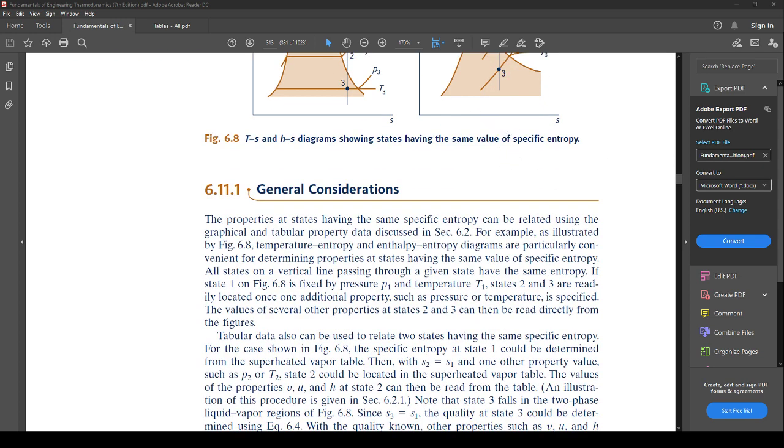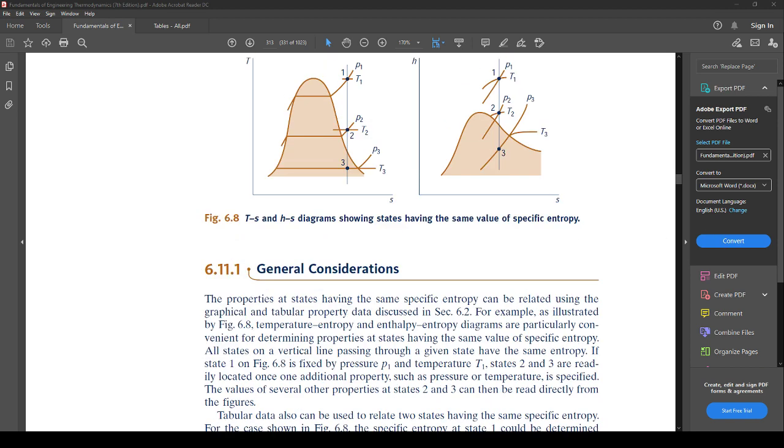It says the properties at states having the same specific entropy can be related using the graphical and tabular property data discussed in 6.2. For example, as illustrated by figure 6.8, temperature-entropy and enthalpy-entropy diagrams are particularly convenient for determining properties at states having the same value of specific entropy. All states on the vertical line passing through a given state have the same entropy. If state 1 on figure 6.8 is fixed by pressure 1 and temperature 1, states 2 and 3 are readily located once one additional property, such as pressure or temperature, is specified.